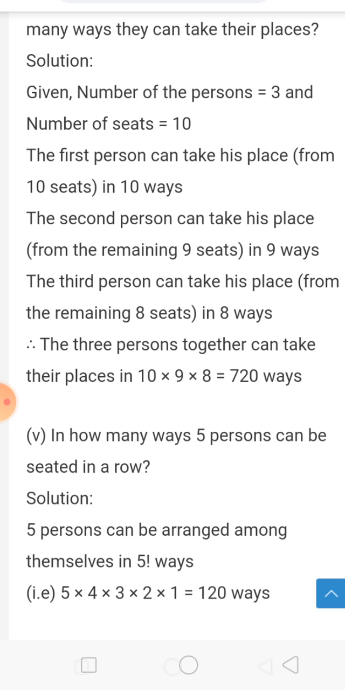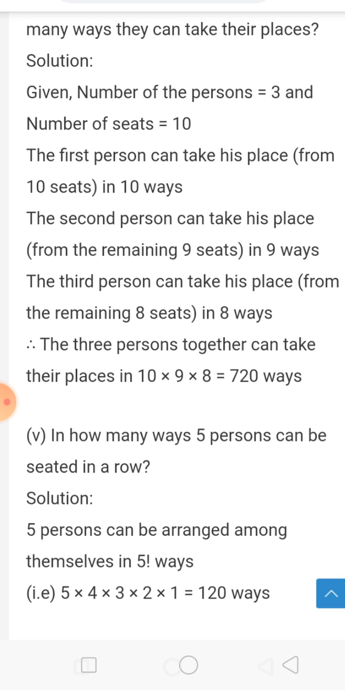Suppose we take one bench. In this bench 5 seats are available, so 5 persons can be arranged. The first person coming to that bench has 5 different ways. And the second person coming to the bench, how many ways are there? Just 4 seats are there, so 4 possible ways. So 5, 4 are over.